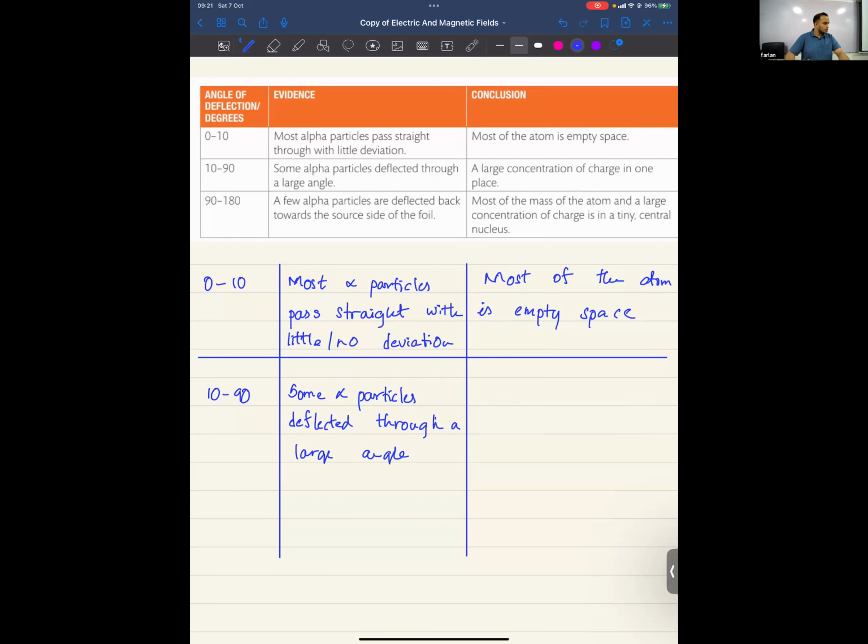So what is the conclusion based on that? A large concentration of charge in one place. That is the conclusion based on that.